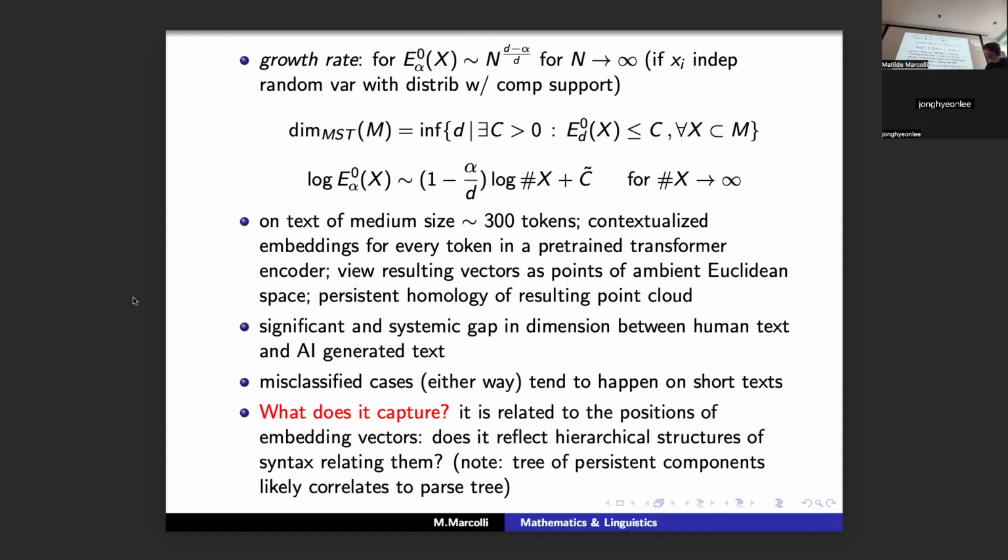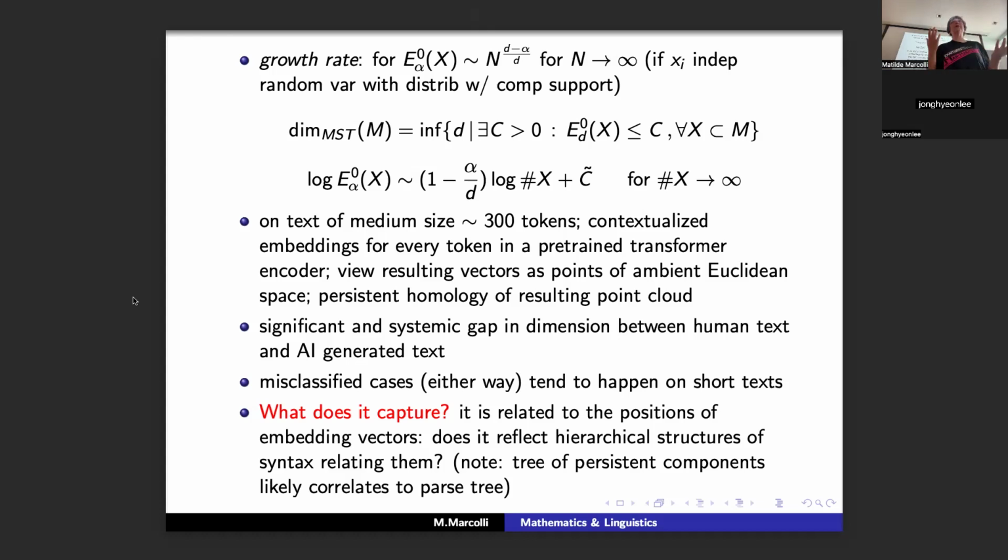And the only cases that are typically misclassified tend to happen on very short text, where it is classified either way. Otherwise, this is pretty consistent for everything. So I'm going to show in a moment more precisely the result that one gets. But what does it capture?